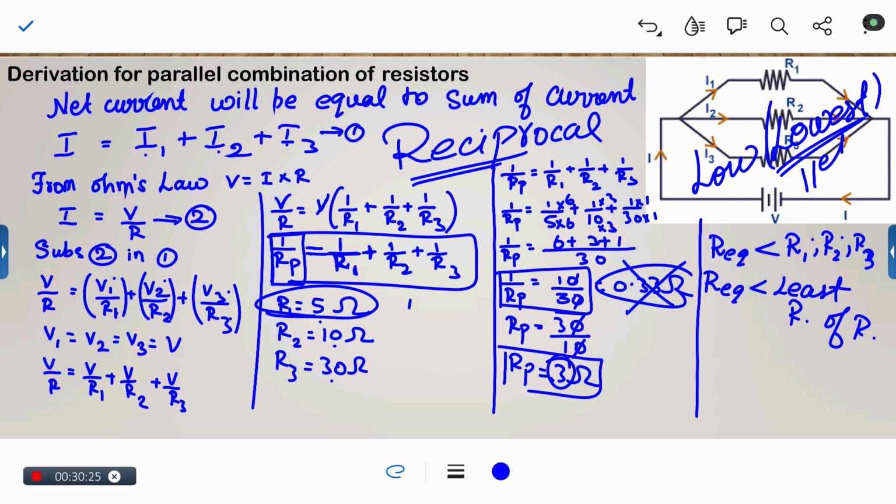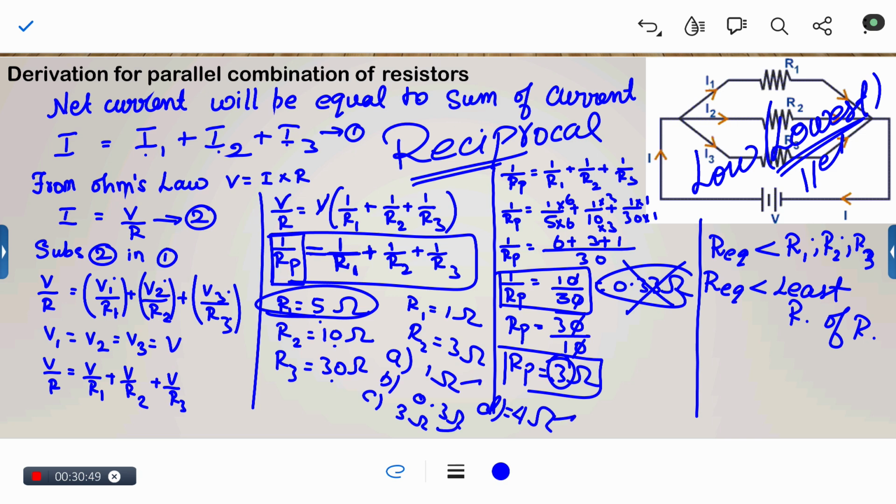For example, we take one more value: R1 is equal to 1 ohm and R2 is equal to 3 ohm. Let's take the options as A is 1 ohm, B is 0.3 ohm, C is 3 ohm, and D is 4 ohm. What will be the answer? 0.3. Why? Because in the other options, the numbers are greater than or equal to the least. Here 1 is the least. We know in a parallel combination the net resistance will be lesser than the least, that means lesser than 1. Which option is lesser than 1? 0.3. No need to calculate anything. Directly see the formula, see the options and find the answer.